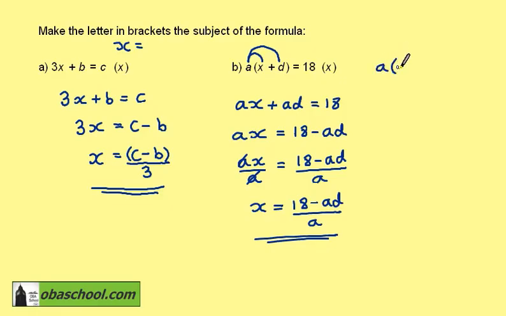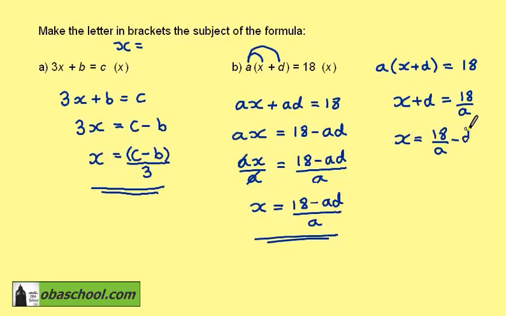However, there is another approach we could have used with this example. Starting again at the beginning, we could have just divided both sides by a at this stage. On the left, that would have left us with x plus d, and on the right we'd get 18 over a. Then subtract d from both sides, gives us x is 18 over a, take away d.